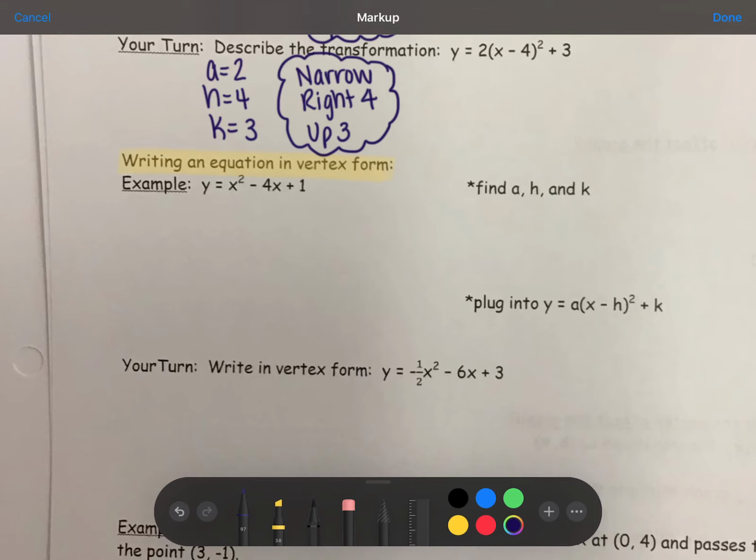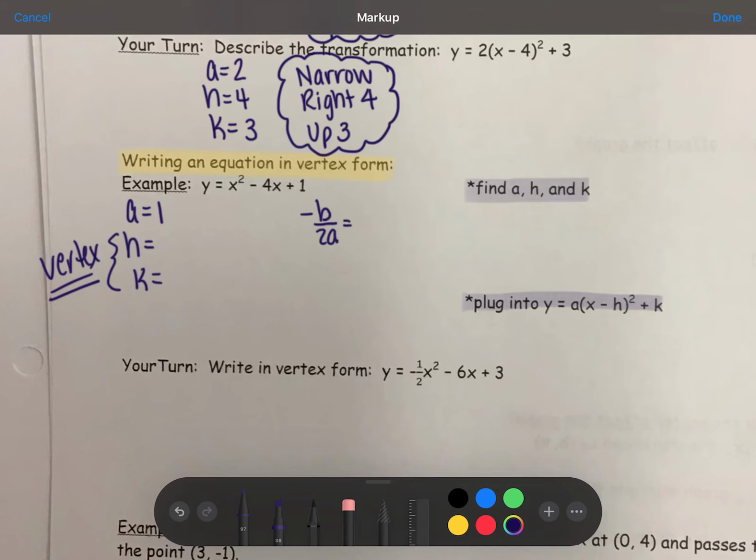Well, what we need to do is find A, H, and K. Once you know A, H, and K, you're going to simply plug it into the vertex form. It's that simple. All right, so A is 1. It's the number in front of the x squared. H I have to find. K I have to find. How do I find them? By finding the vertex. Okay? So to find the vertex, remember that's -b over 2a.